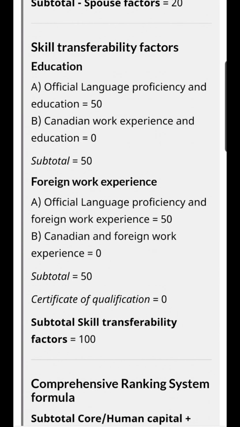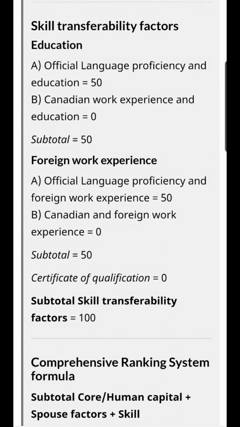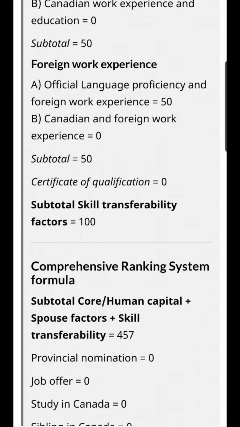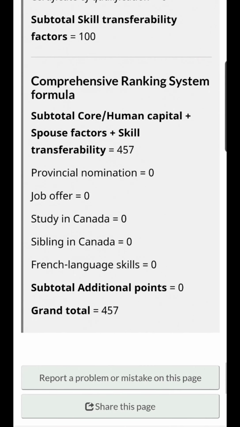Then skill transferability factors. So here the score for official language proficiency is 50 and the subtotal is 50. Then foreign work experience. So this score is based on your work experience, official language proficiency and foreign work experience. You get 50. Then the Comprehensive Ranking System formula is calculated by the addition of human capital, spouse factors, and skill transferability. So the total score is 457.